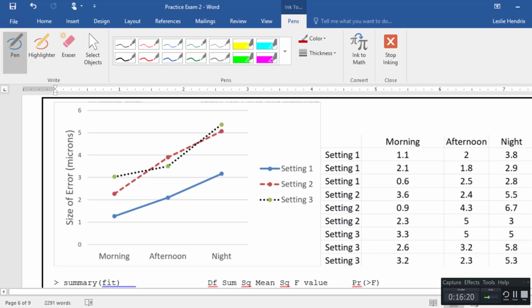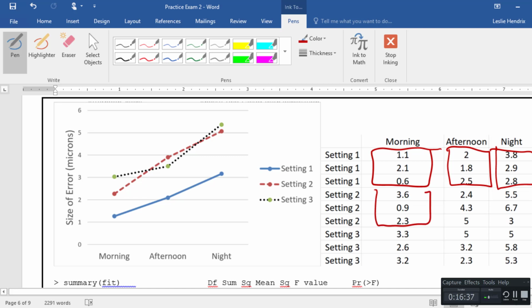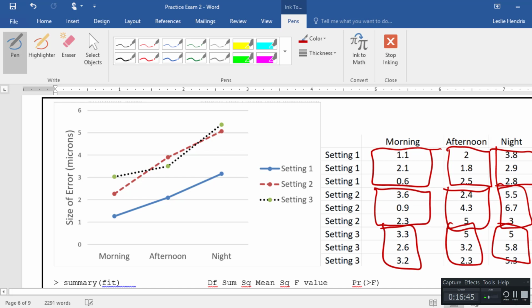So notice that at setting 1, combined with the morning shift, we have 3 observations. Setting 1 combined with the afternoon shift, 3 observations. Setting 1 for the night shift, 3 observations. Setting 2 for the morning, 3. Setting 2 for the afternoon, 3 observations. As you can see, at every combination of factor levels, we have 3 observations. That means the experiment was replicated 3 times.